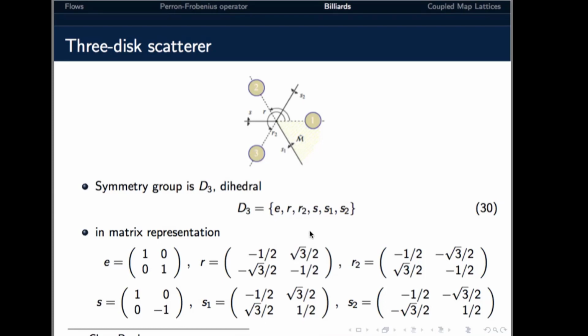And then we've got 3 flips, so around the axis. The axes of symmetry are the ones that join the center of every scatterer with the center of the system, right? So 1, 2, and 3, right? This one, S in particular, is the simplest one, the flip around the x-axis, right? Okay. So it's nice that we can see the operations as 2x2 matrices in this case.